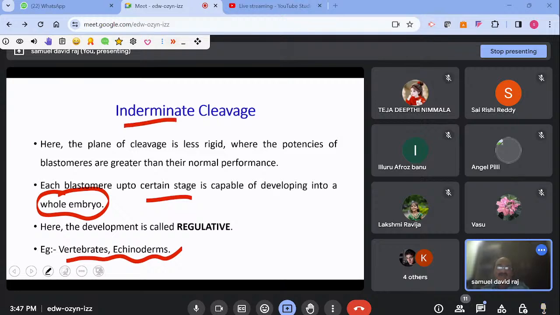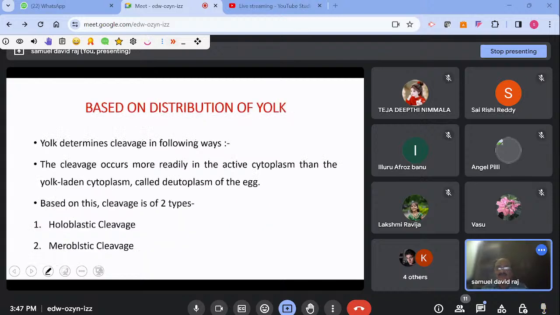Even as we have the indeterminate cleavage, that is the reason why we have monozygotic twins. Why can we give rise to monozygotic twins? Because we have indeterminate cleavage.